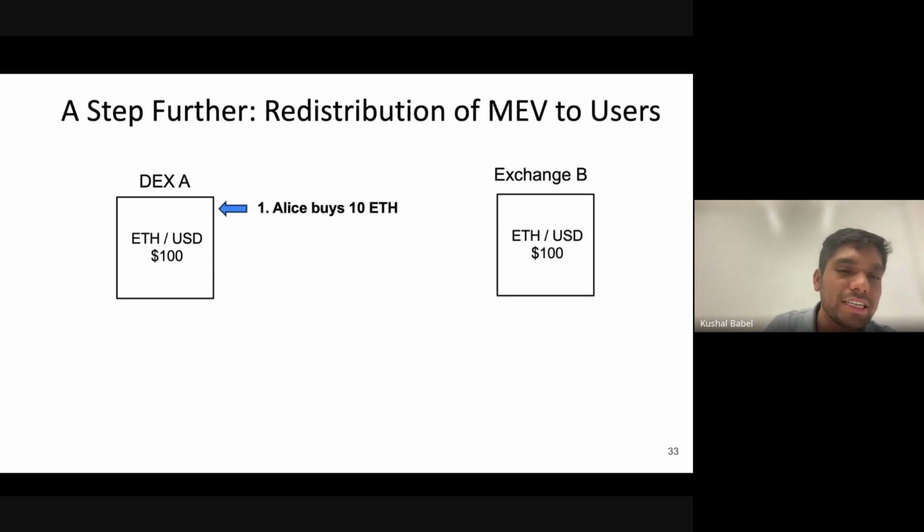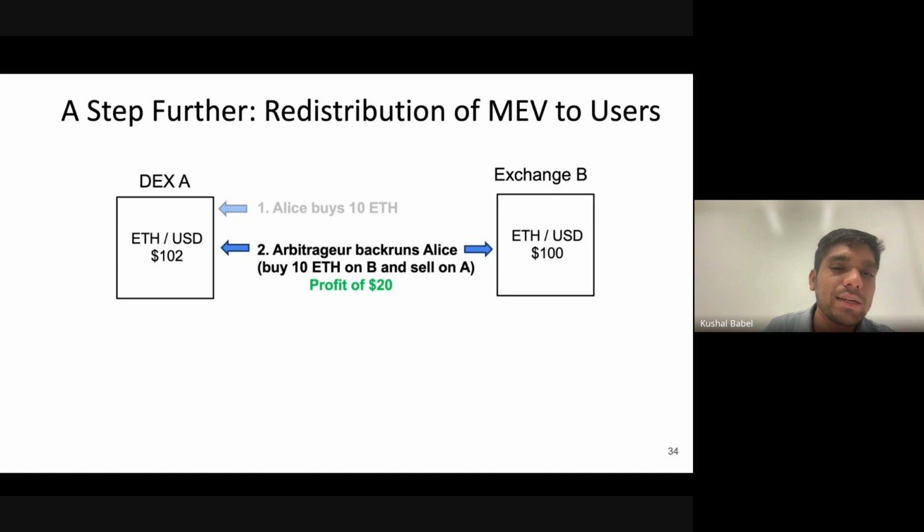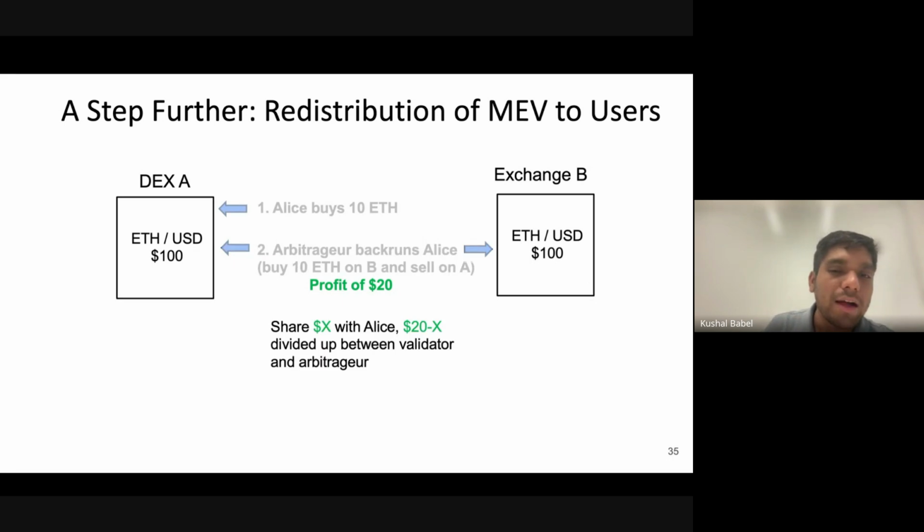The price of that asset will go up on that exchange. An arbitrager can come arbitrage these two exchanges and profit, in this case, $20. And then it can share some portion of that with Alice. So the arbitrager takes some cut and the rest of it goes to Alice. There are some redistribution mechanisms out there, MEV share and MEV blocker, which do this. I'm going to talk about how you can do redistribution even for prof users.